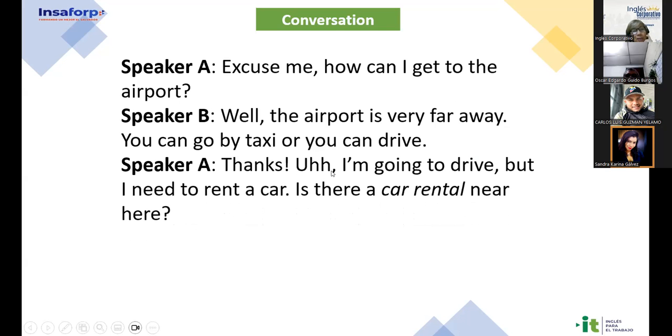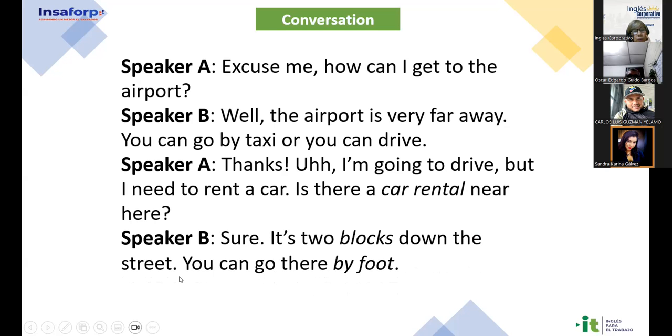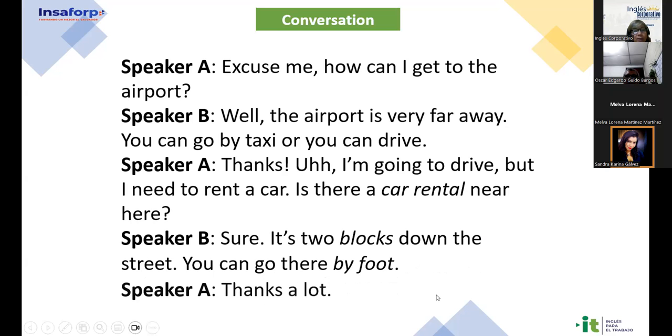I'm going to drive, but I need to rent a car. Is there a car rental near here? When you say near, it is the contrary of far. Okay, the contrary of far. Far, near, contrary. Sure, it's 2 blocks down the street. You can go there by foot. Thanks a lot.